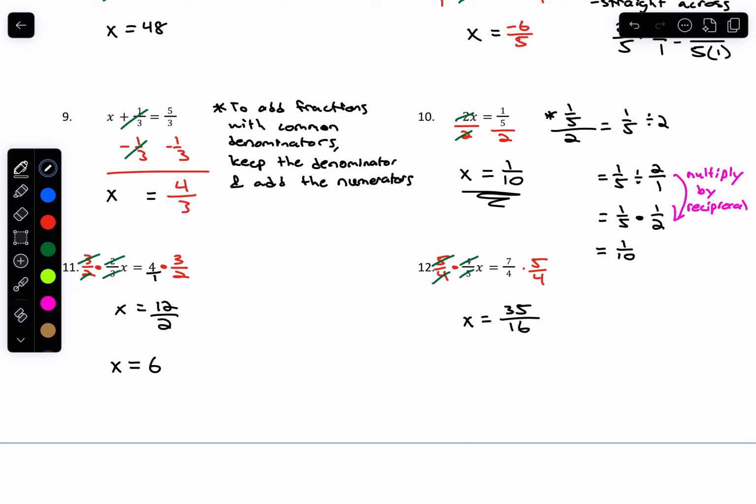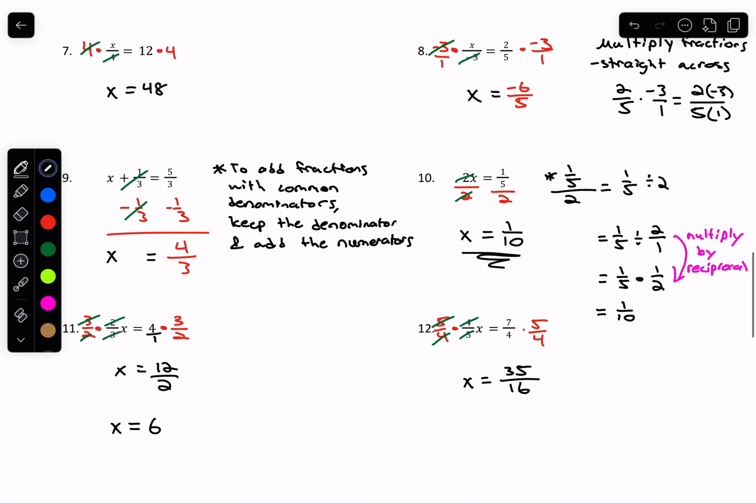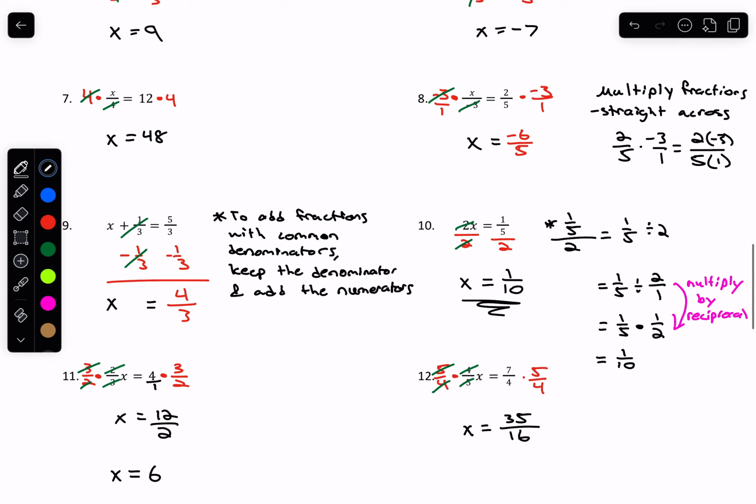So I hope you enjoyed this introduction to solutions to equations. And please remember, because a couple of things from here are going to come up later, that if we get one solution like we did for all of these problems, these are all conditional equations. If we get a true statement, such as we would in an identity, then there are infinitely many solutions. And if we get a contradiction, meaning a false statement, that would mean no solution.